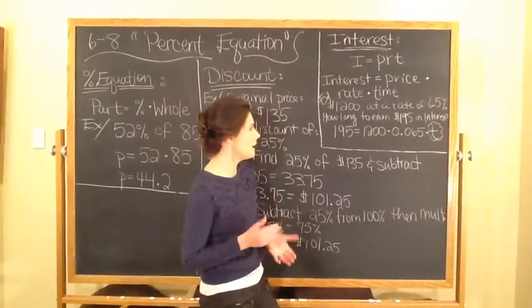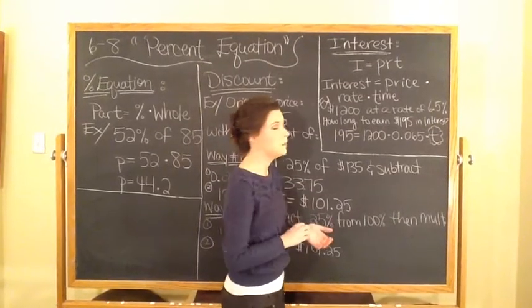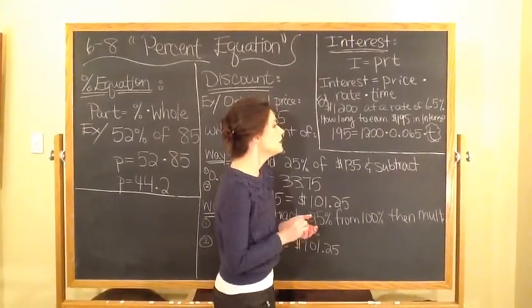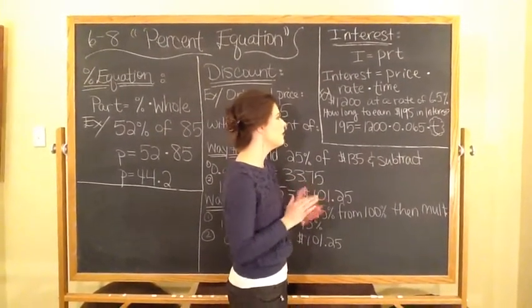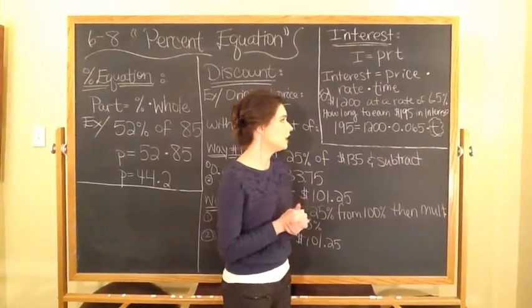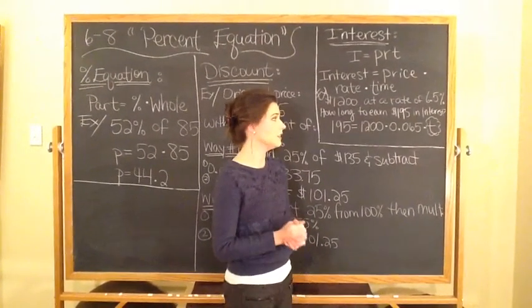For example, if $1,200 was put in the bank at a rate of 6.5%, how long would it take to earn $195 in interest?